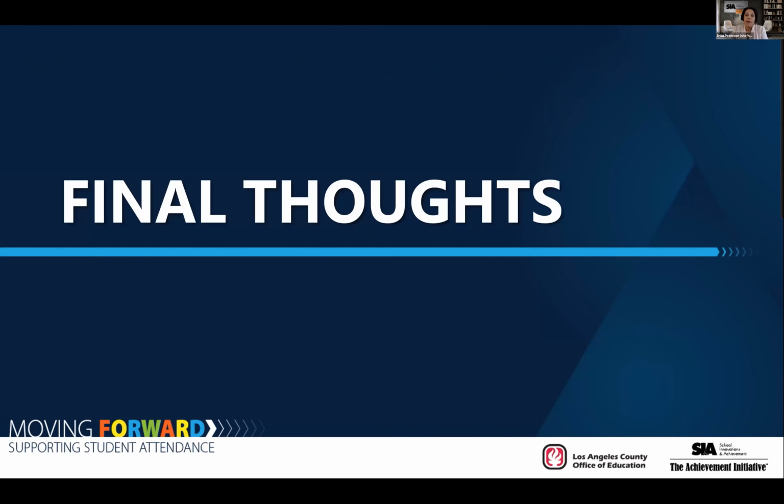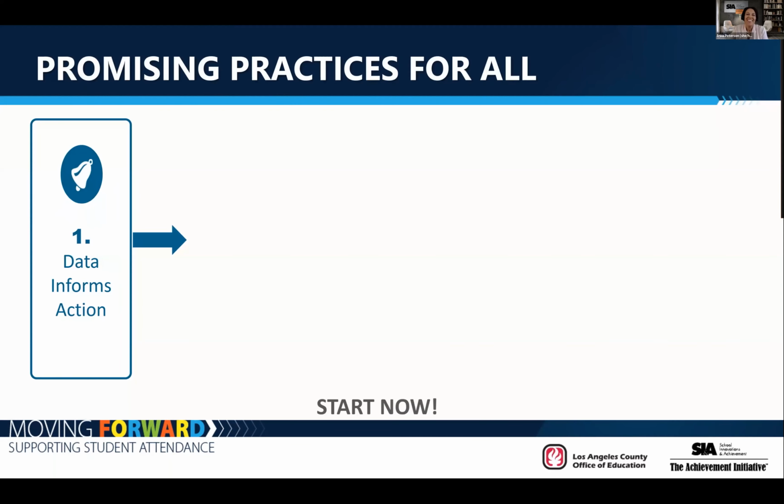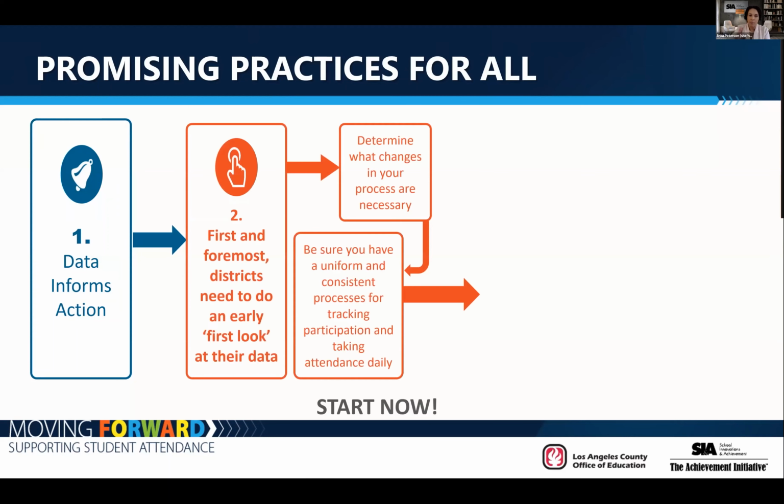So let's talk about where we go from here. I hope we've shared some good data and some good ways to visualize the data, some things to analyze. So looking at our different student groups, looking at the interventions that we're applying, you can expand this out. I could exhaust all the different interventions with metrics around it, but understanding that data informs action. And that first and foremost, you need to do an early look at your data.